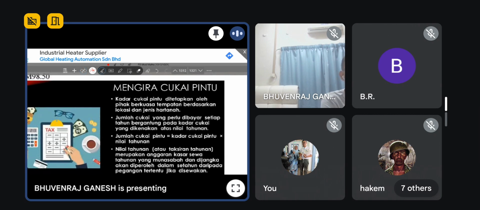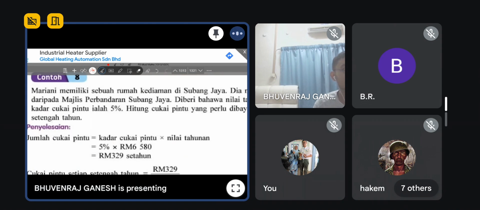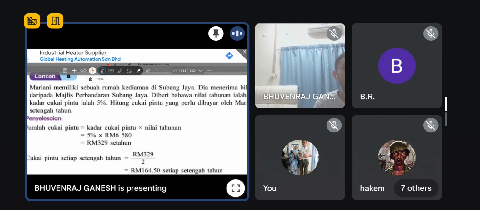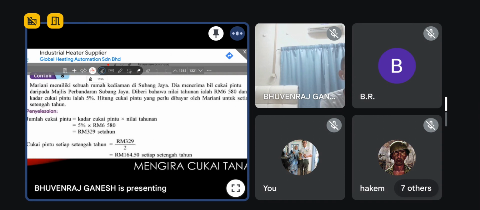So the formula is you take the rate of the cukai pintu times the annual value, nilai tahunan. Okay, so that's all you need to know for this one. So the calculation is like this, very simple. You see this value, kadar times nilai tahunan. Okay, but they can trick you here. They like to trick over here.